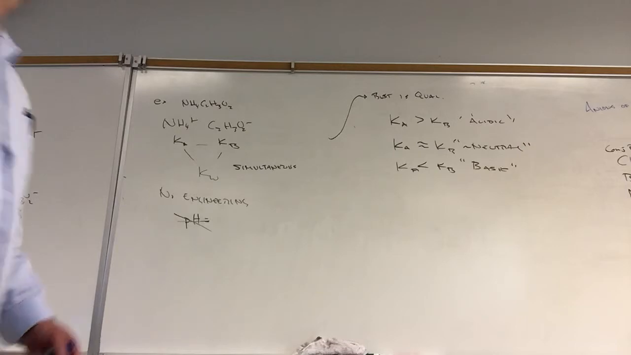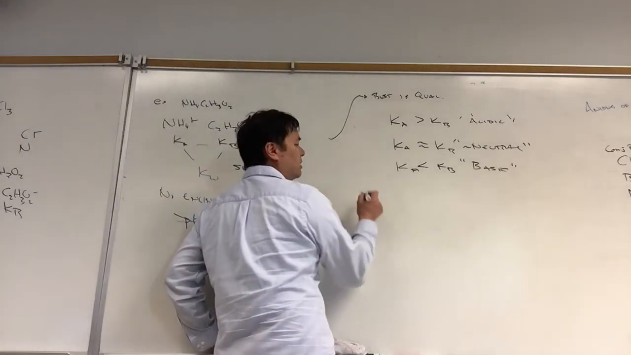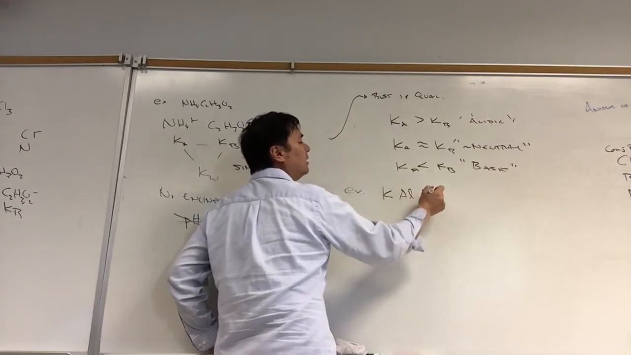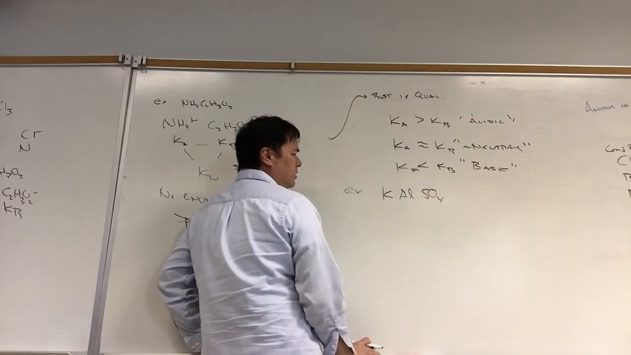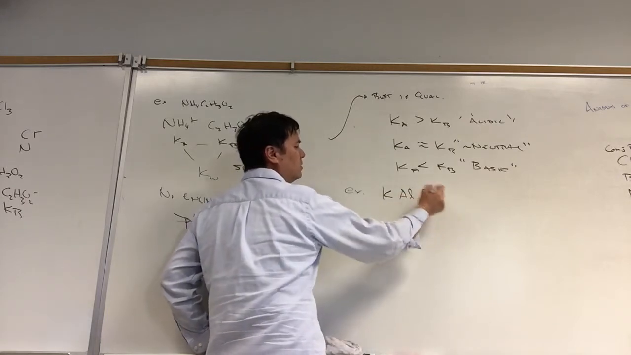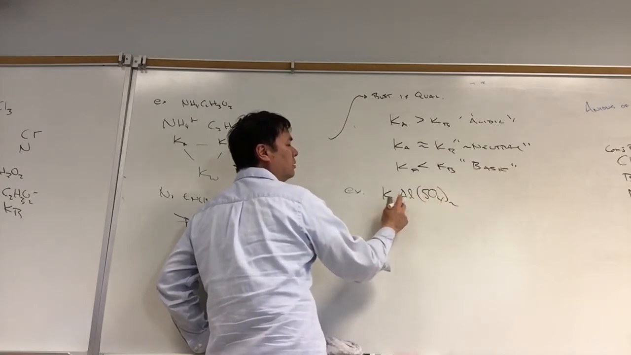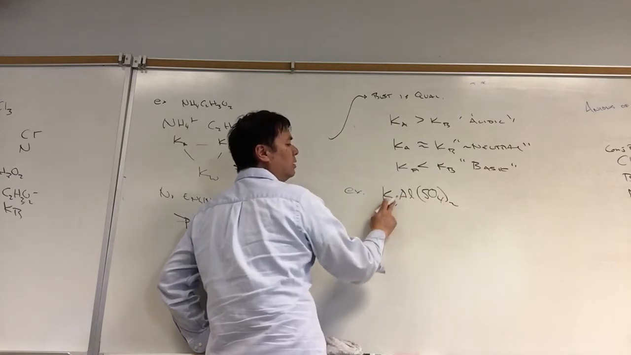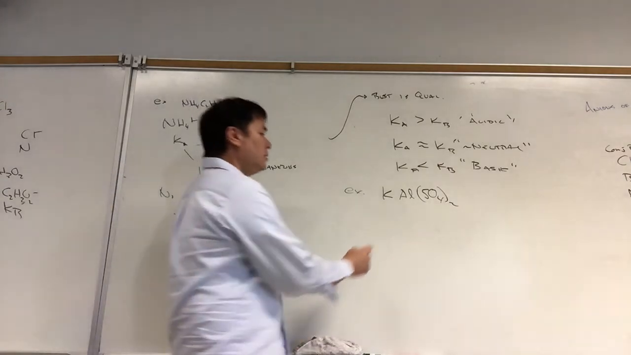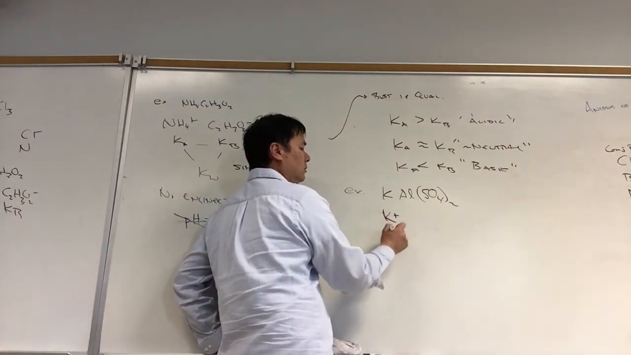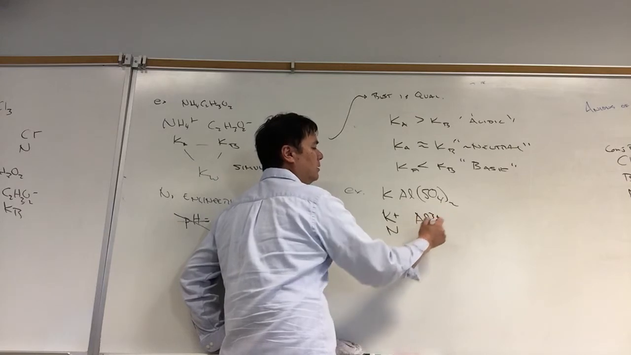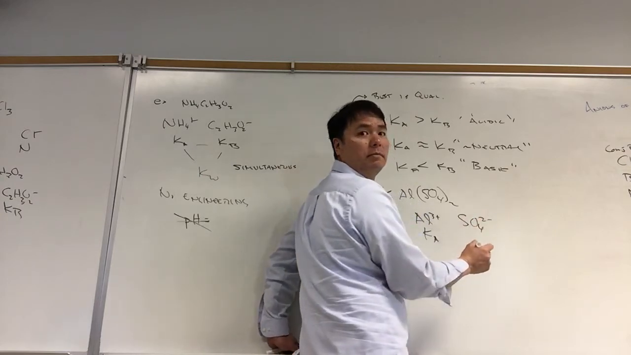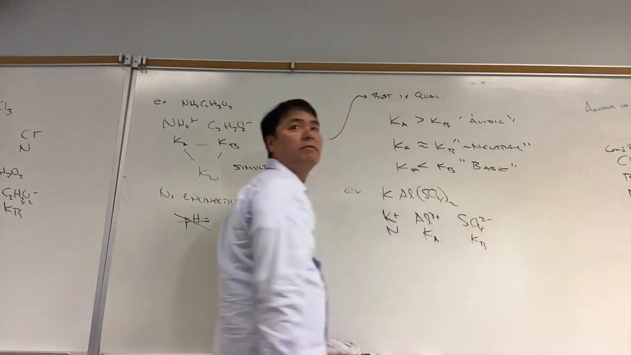So this is one in next week's lab. In next week's lab, we're going to do potassium aluminum sulfate. Is that right? Yeah. And what was the ratio? I think this was two sulfates, one aluminum. Yeah, maybe it was like this, potassium aluminum sulfate. And so what we have here is potassium ions are neutral. Aluminum is acidic, so that's Ka. Sulfate is basic, it's Kb.